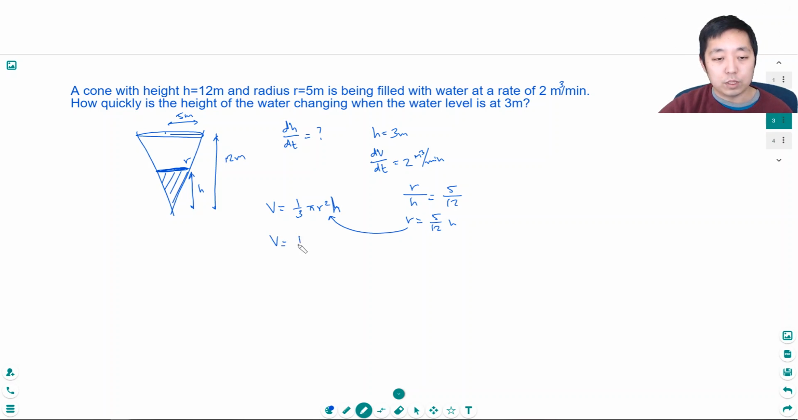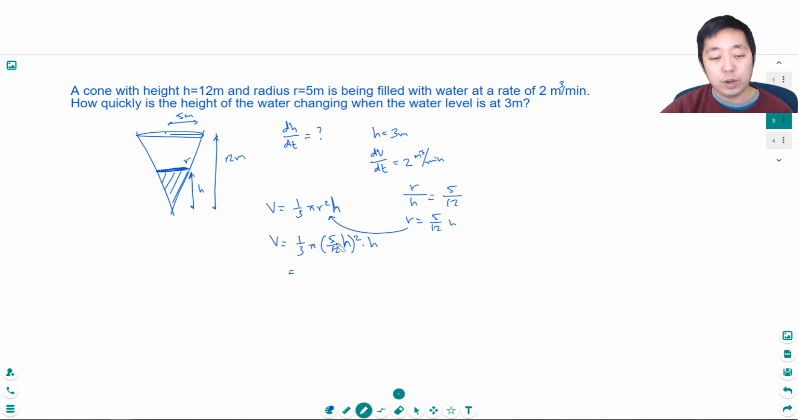So I get volume is the 1/3 pi. Now another question you might ask is why am I replacing r squared? Well, I'm not given any information about r or dr/dt. I mean, you could do it that way and solve for it, but I'm not really given any of that information. So I don't really want an equation that has r in it, because then I'll have to go find that information. So this is 5/12 h squared times h.